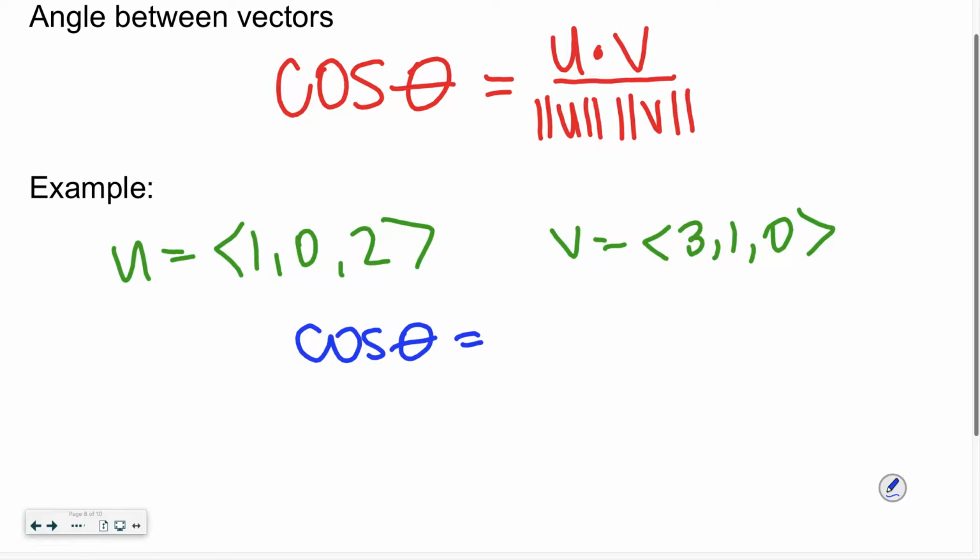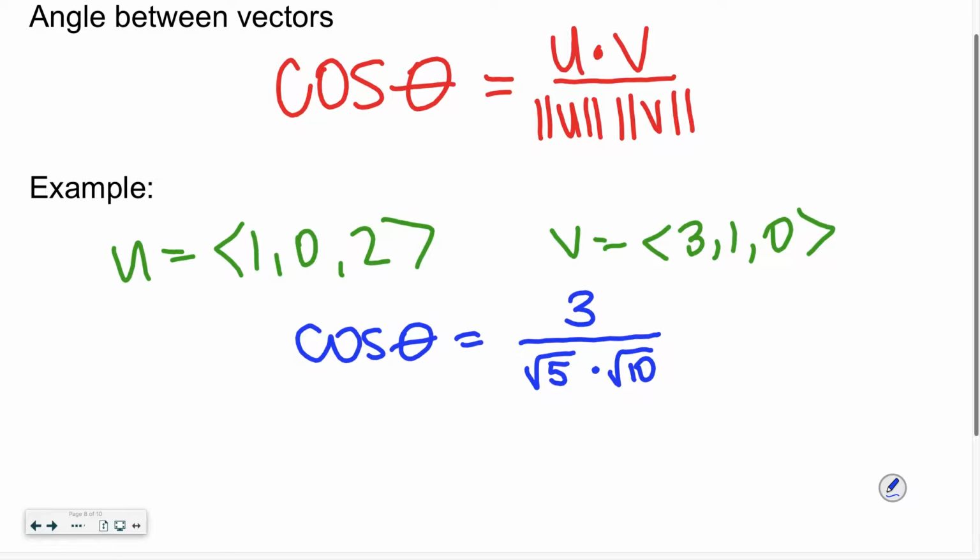All right, pods 1, 2, 3. What is the magnitude of u? Radical 5? Okay. Magnitude of v? Radical 10. And the dot product?